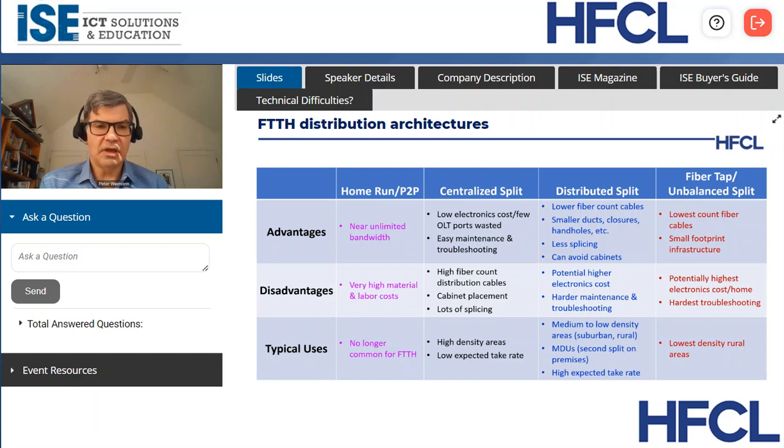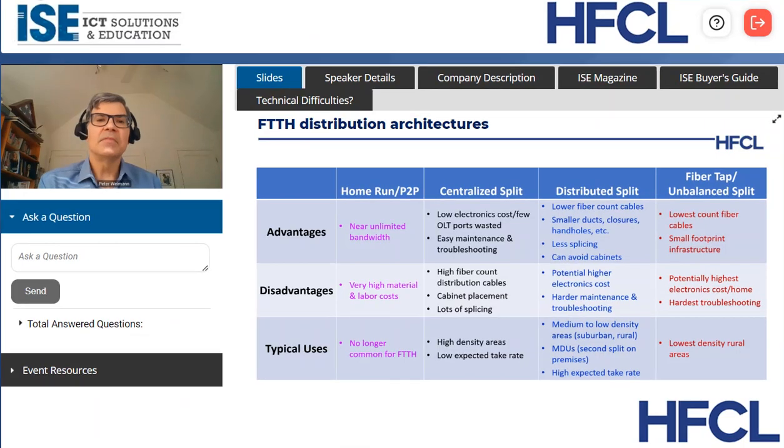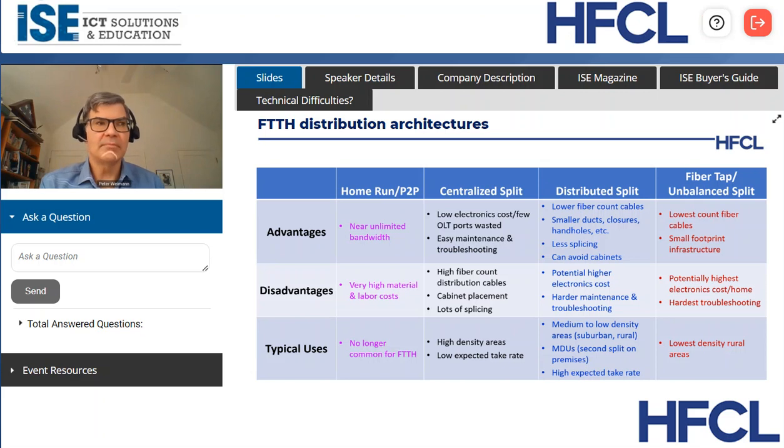Centralized split is a good architecture. The advantage there is relatively low electronics cost, because few of your optical line terminal ports in the CO get wasted. You have one port that goes to a 1/32 split out in the field, and you connect that to 32 homes. You might leave some of those ports open in the splitter cabinet if people don't take the service, but you end up not wasting ports. Another advantage is easy maintenance and troubleshooting, because there's one spot where everything goes, and that's the splitter cabinet.